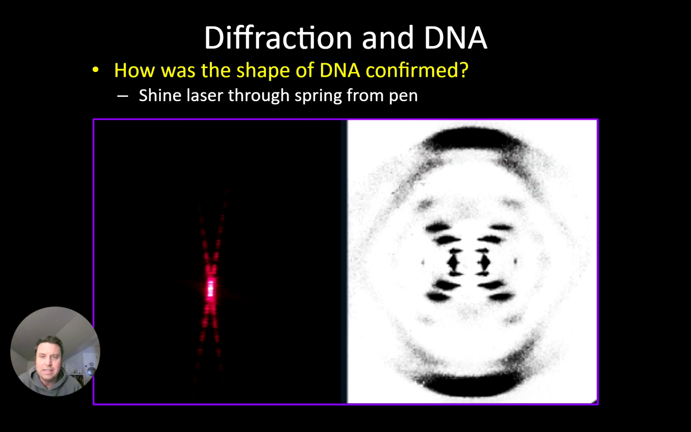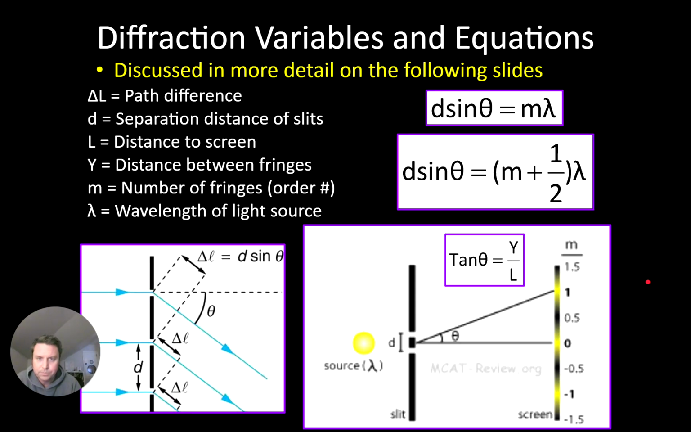And then diffraction and DNA. How did they figure out the shape of DNA? They shined light on it. And you can do it with a spring from a pen. Take one of those click pens apart, shine a laser through it up on the wall in the dark. You'll see a double helix pattern. But again, you get bright spot, dark spot. And then the variables, if we do it on Classkick, I'll show you. I'm going to go through the variables on the Classkick instead of wasting time here.